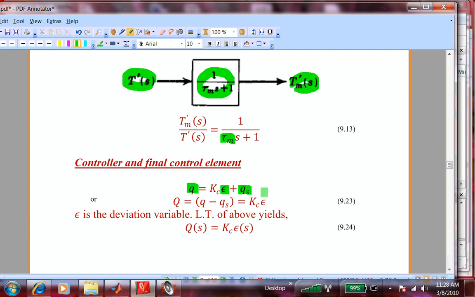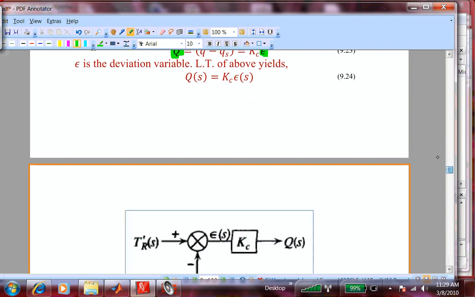we should see later on how to replace this with proportional integral derivative. For each case, the dynamical equation will change. But this is a simple proportional controller, and the equation is an algebraic equation. Now we can put this in terms of the deviation variable by simply taking Q to the left-hand side and defining capital Q as the deviation from the steady state that is equal to Kc times epsilon. Kc is the controller parameter, the controller gain. So that is the transfer function.